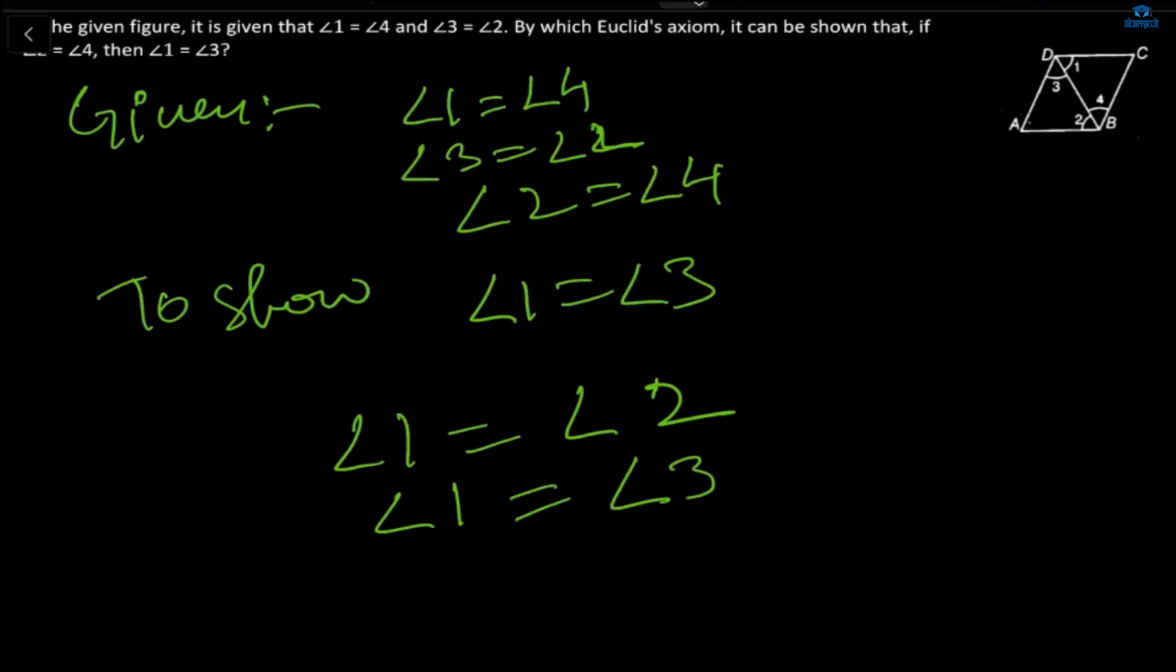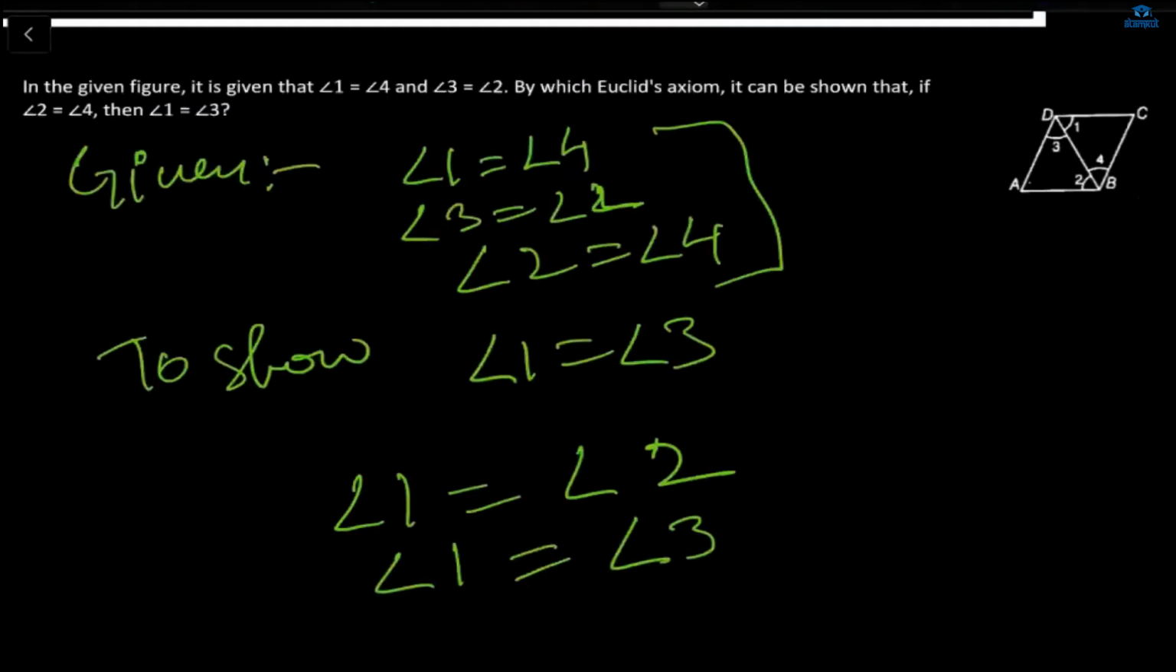And from which axiom am I going to say angle 1 is equal to angle 2? See, what is given here? All three are given here. So you have to show that angle 1 is equal to angle 3. Since angle 2 is equal to angle 4, that means what? Angle 1 will be equal to angle 3 now.